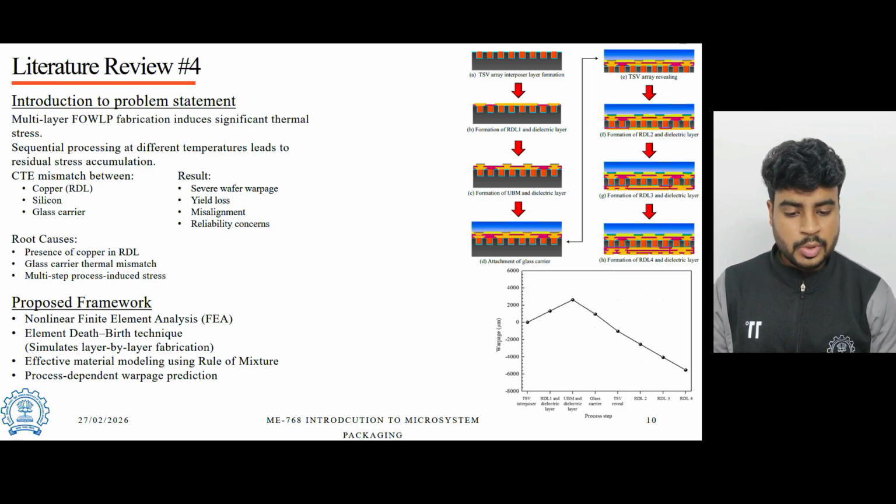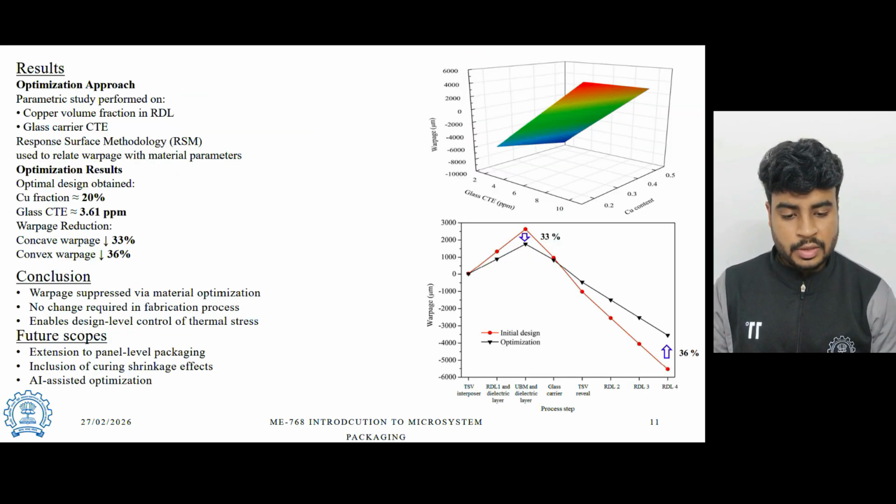So coming on to the next slide, after predicting the warpage, the authors focused on reducing it through material optimization. They performed a parametric study by varying mainly two key design parameters: the copper volume fraction in the RDL and the CTE of the glass carrier. Using response surface methodology, they found a mathematical relationship between these two parameters and the warpage, which can be shown in the figure as well.